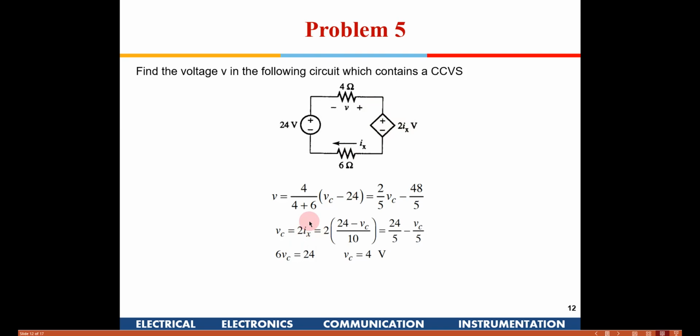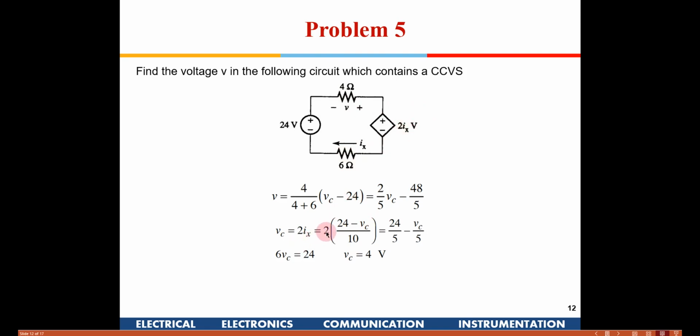Now for VC, it is 2 into Ix, right? So that is given here. Now I try to find out the value of Ix. If you see here, the direction of Ix is from right to left, right? So to find the value of Ix, it will be 24 minus Vc divided by the total resistance in this circuit, which is 6 plus 4, 10, right? And Vc is 2Ix.